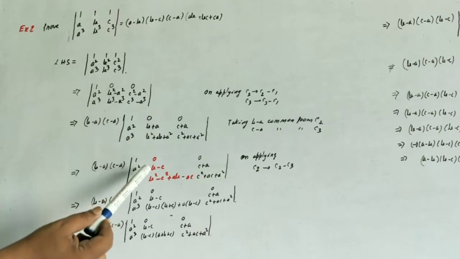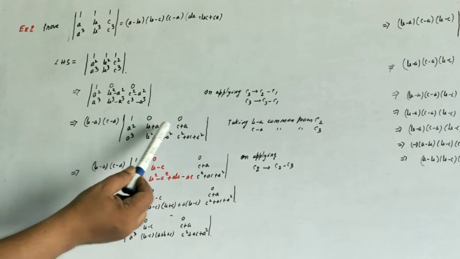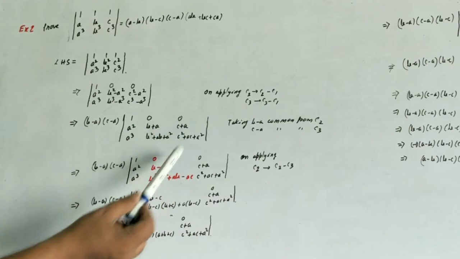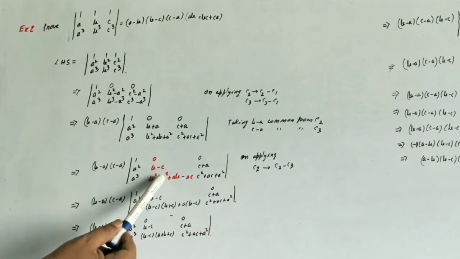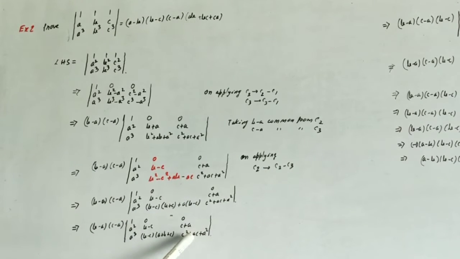Now C2 is equal to C2 minus C3, to make it simpler. B plus a minus c minus a is b minus c, and this minus this is this. After factorizing this, b square minus c square is b minus c into b plus c, here a common. I take b minus c common here. Now the next step, I take b minus c common from the second column.